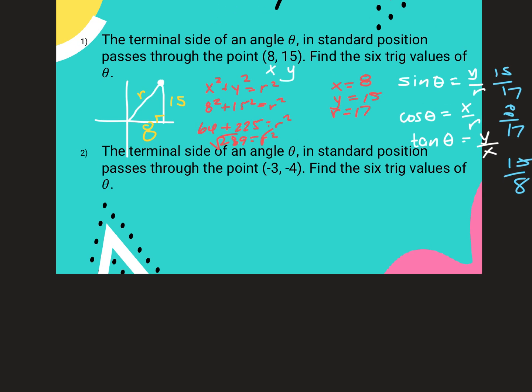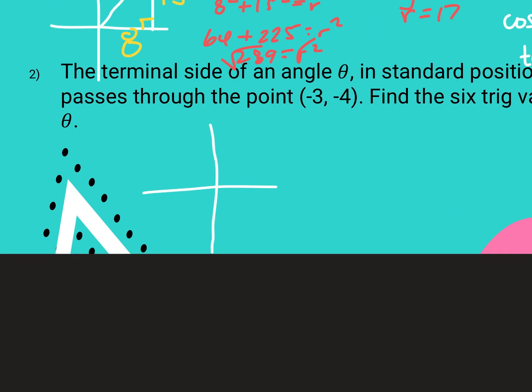The terminal side of an angle, theta, in standard position passes through... Okay, let's draw this triangle. Where is the point that it passes through? -3, -4. Where is that? It's in the third quadrant. It's right here, right? So I'm going to draw my triangle. It's always going to be from the origin. So do you see my right triangle?